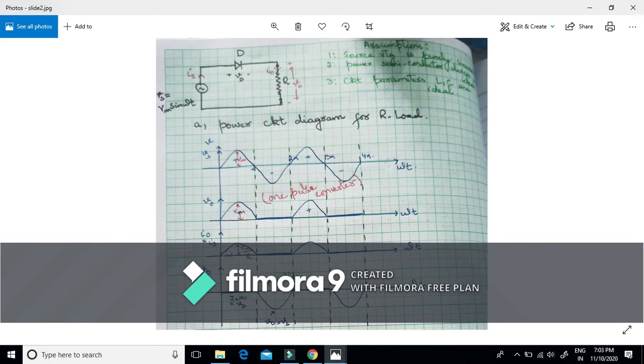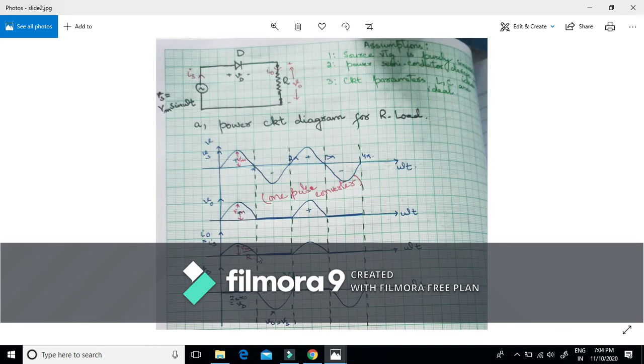The wave shape is exactly the same as that of the source voltage, because this is a resistive load, and in case of a resistive load the current and voltage are in phase. This is the source voltage. If the source voltage starts from 0, this will start from 0. If it reaches its peak at omega t equal to 90 degrees, similarly in case of I naught it will reach its peak and then go back to 0. At omega t equal to pi, it will be back to 0 again.